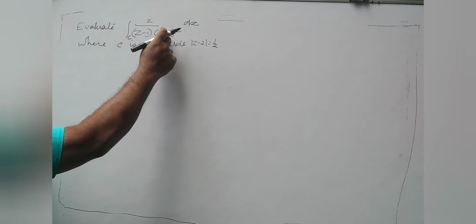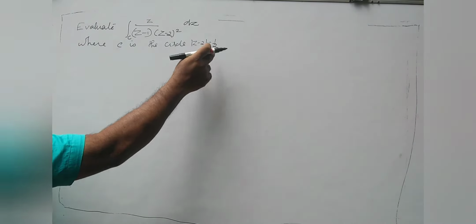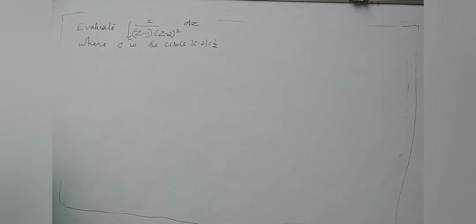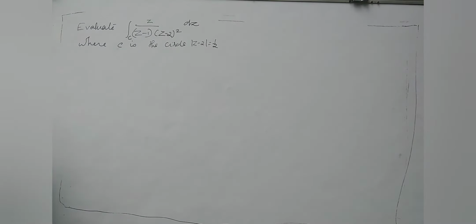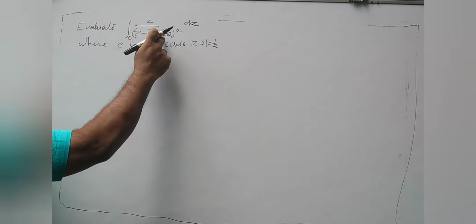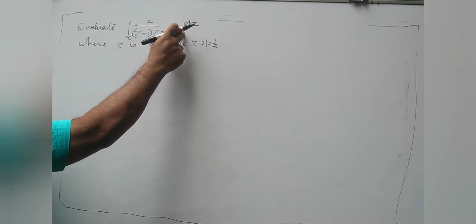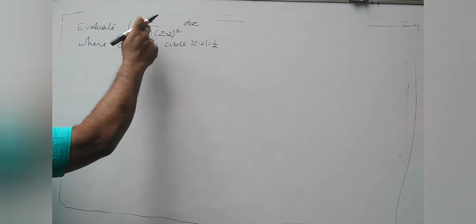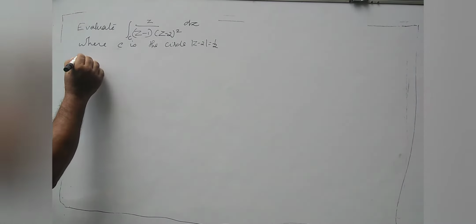If you put z equal to 2 here, 2 minus 2 is equal to 0. That is less than 1 by 2. That is, this 2 lies inside. So this is the only pole that lies inside. Its power is equal to 2, greater than 1. So therefore we can use that formula. So what will be the solution?